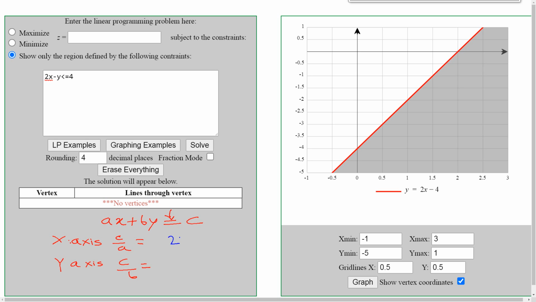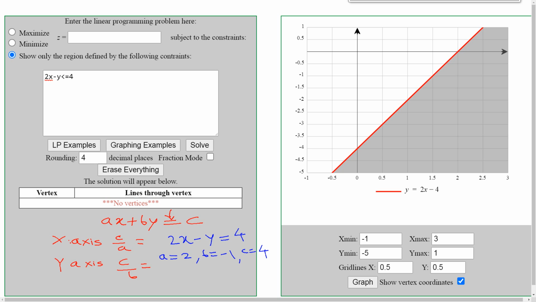We take the line 2x minus y is equal to 4. So what is value of a here? It is 2. What is value of b? It is minus 1, means minus 1 into y. So value of b is minus 1. And value of c is 4.